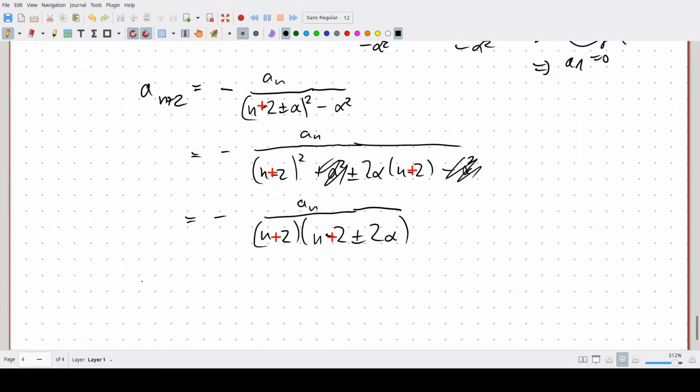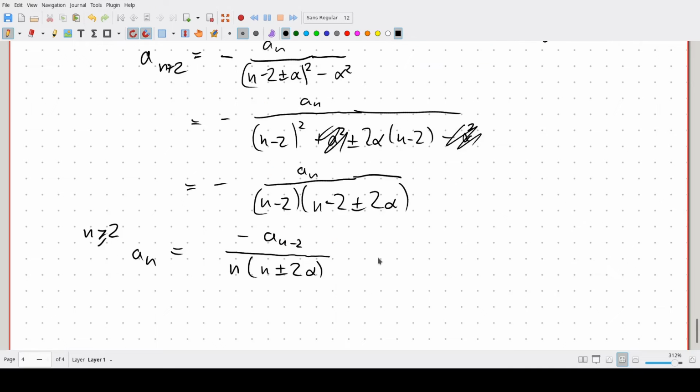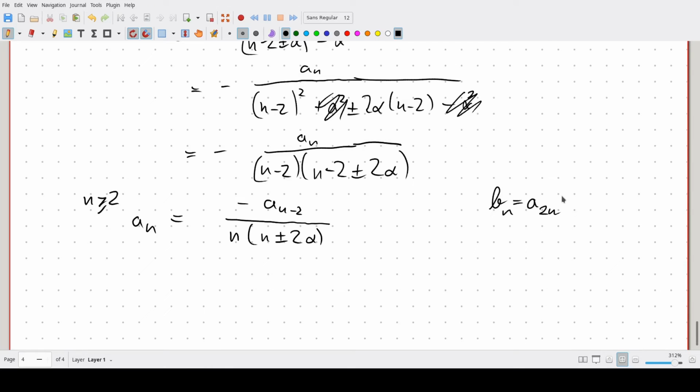Or if we do a little index shift, we have for n bigger than or equal to 2, a_n being minus a_{n-2} divided by n times (n plus or minus 2 alpha). And note that we only have even coefficients because a1 is 0 and therefore a3 is also 0 and so on. So first thing to do is we get rid of this kind of only having to consider even coefficients. So we are just turning this into a power series in terms of z squared.